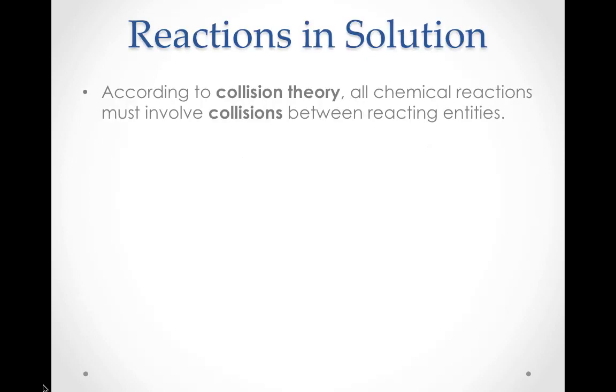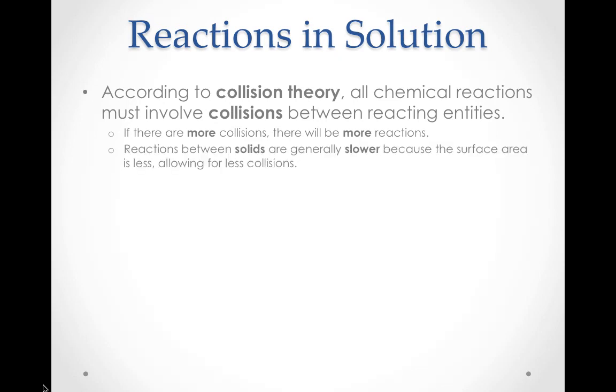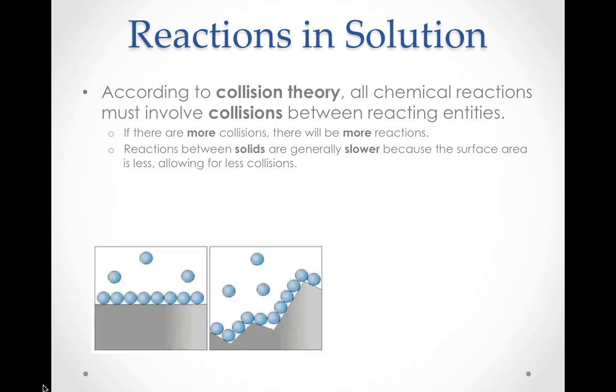So according to collision theory, all chemical reactions must involve collision between reacting entities, right? And that makes sense. If the reactants can't come together, no reaction's actually going to take place. So if there are more collisions, there's going to be more reactions. So if we consider reactions that happen in the solid state, they're typically going to be slower because our surface area is less, allowing for less collisions.